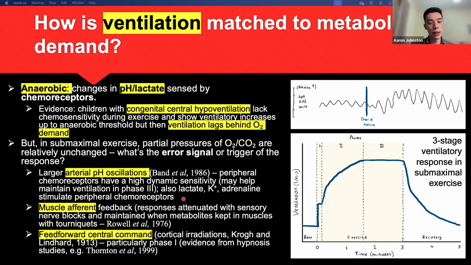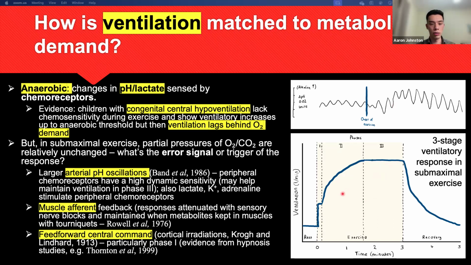One was proposed by Band and colleagues in the 80s and involved arterial pH oscillations. So he proposed that even though the average arterial pH or CO2 concentration stayed the same, there were larger swings in it, probably due to the fact that you were breathing harder. If the tidal volume is greater, you're going to take more CO2 out with each breath, but more is going to be put back in by the actively respiring muscles. And he suggested that maybe the peripheral chemoreceptors can sense this oscillation. They have a sufficiently high dynamic sensitivity to detect these larger oscillations, and it's that which led to the ventilatory response, perhaps particularly during phase 3.